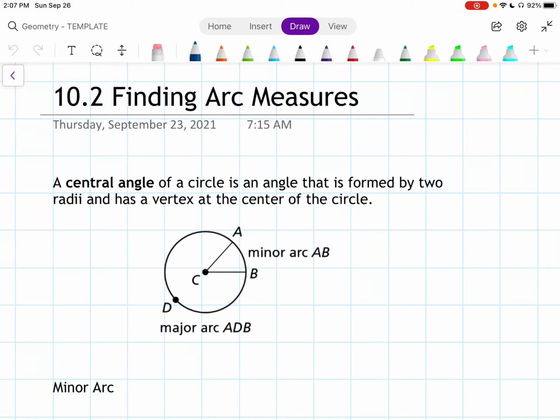Okay, 10.2, finding arc measures. Starting off with the definition, a central angle of a circle is the angle formed by two radii that has a vertex at the center of the circle. So this central angle would be angle ACB.